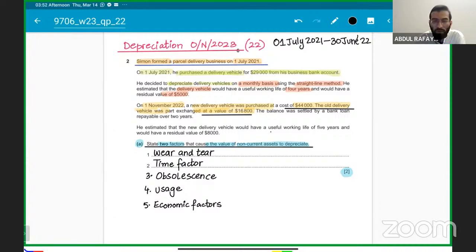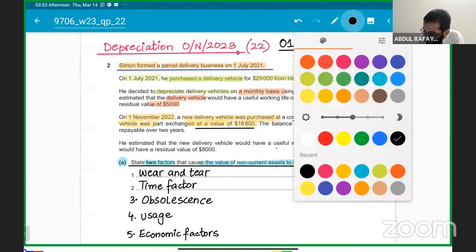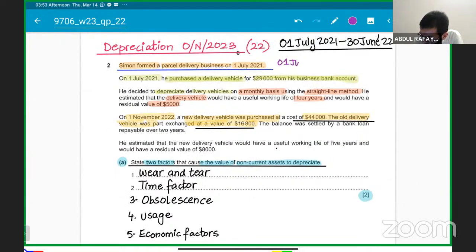Any questions? So this is our first year of trading, 1st July 2021 to 30th June 2022. That is our first year of trading for Simon. And the next year of trading starts from 1st July 2022 till 30th June 2023. Students first need to understand this, it is very important to justify and clear this. You will be dealing in this question with 2 years, that is 21 to 22 and 22 to 23. Understood? Any questions, any problem? Clear up till now?